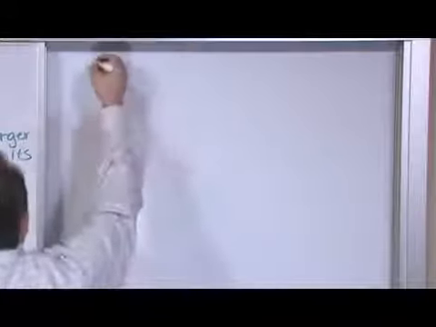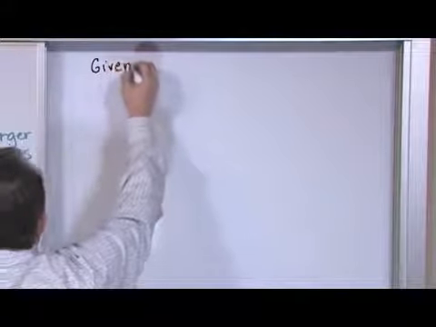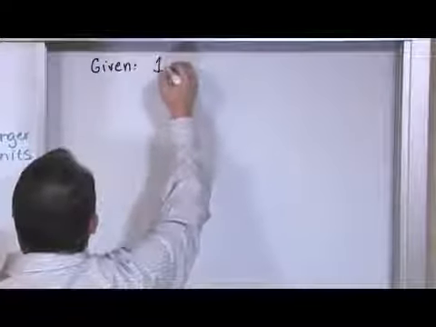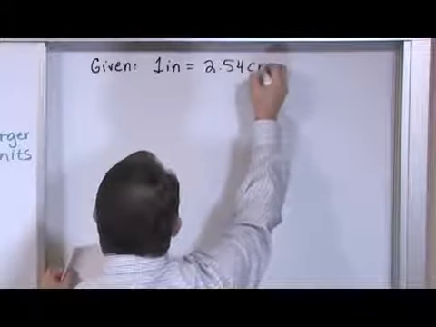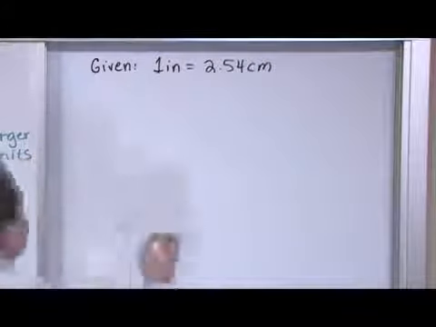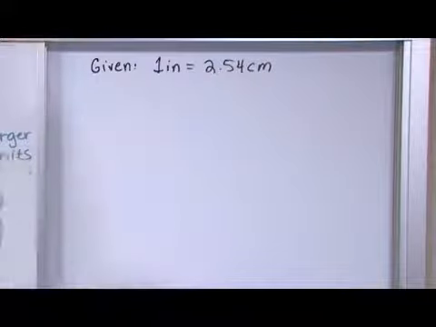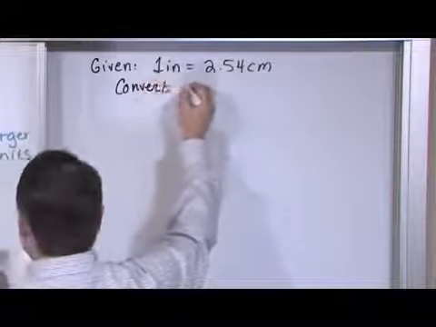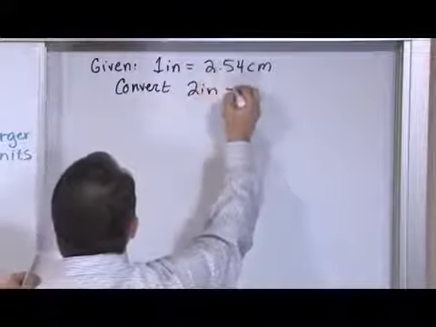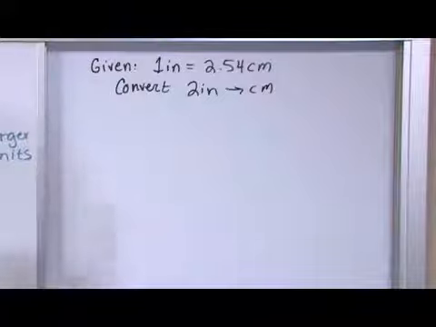Now, what if I gave you a problem and I said, given 1 inch is equal to 2.54 centimeters? Right? That's something that I haven't told you up till now, but it's true. If you measure an inch, it's 2.54 centimeters. And what if I asked you to convert 2 inches to centimeters? How would you do that?